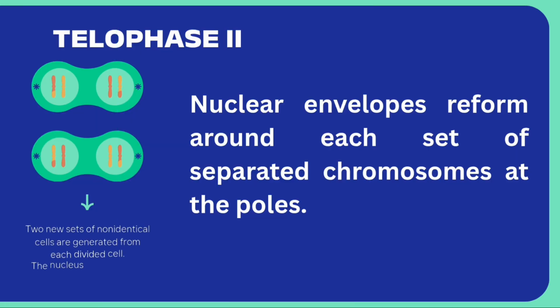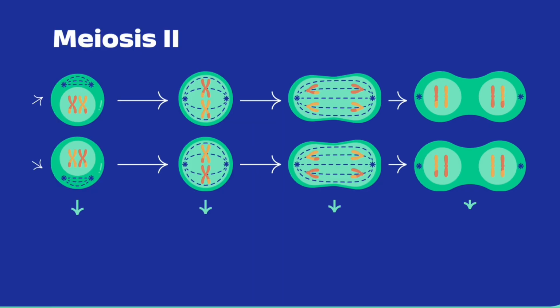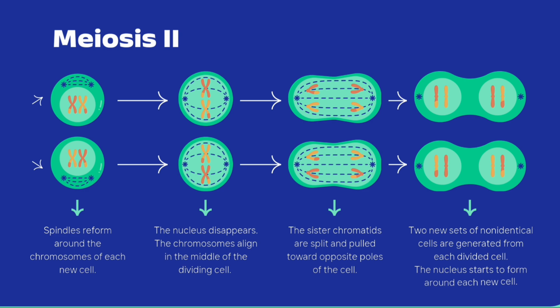And then we have telophase 2. Nuclear envelopes reform around each set of separate chromosomes at the poles. And last but not the least, we have cytokinesis 2. It results in 4 genetically unique haploid daughter cells. And those are the phases of meiosis 2.